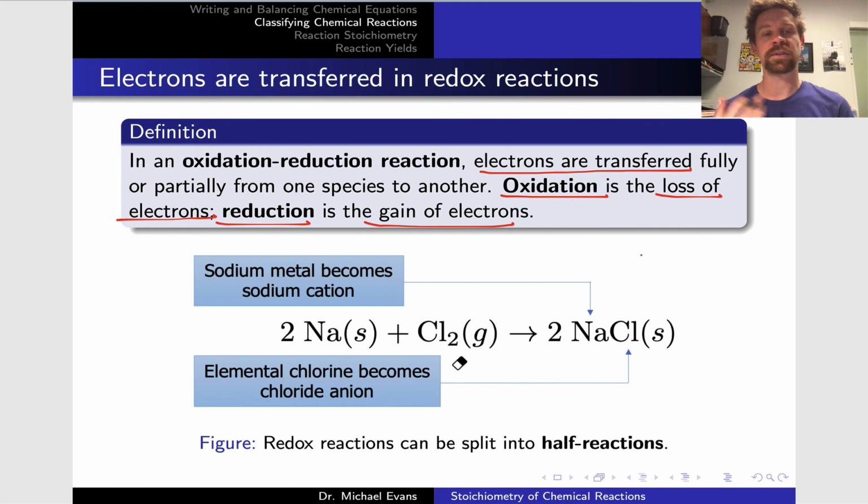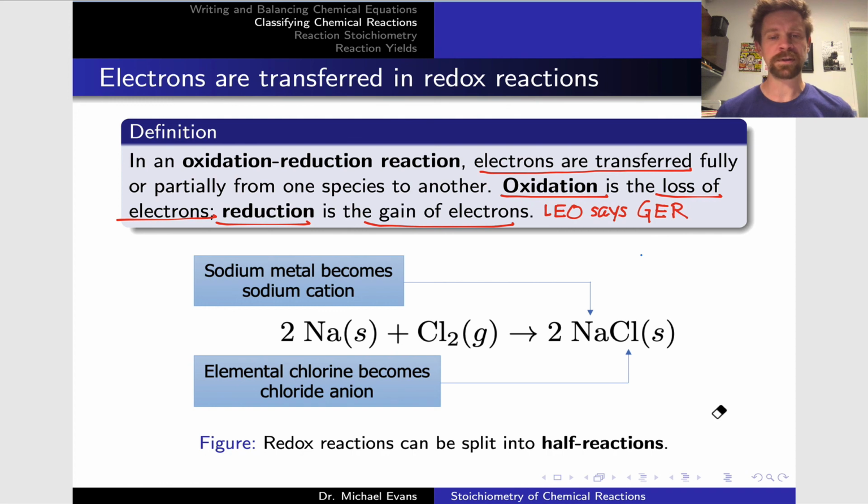Oxidation is defined as the loss of electrons, and reduction is the gain of electrons. LEO says GER is a mnemonic that you've probably heard to remember this. Losing electrons is oxidation, gaining electrons is reduction. And in any redox reaction, we can identify oxidation and reduction processes, what are called half reactions. They're called half reactions because oxidation and reduction always come together. Splitting a redox reaction in half gives the oxidation and reduction half reactions.